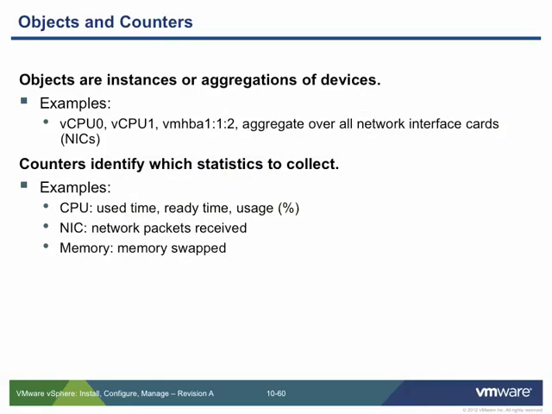The objects are actual things, actual components that you're measuring: CPUs, RAM, network interface cards. Again, you can do them individually, or you can select multiple to get an aggregate. Counters are the statistics of those objects. So if your object was a CPU, some example statistics could be used time, ready time, percent usage. If your object was a network interface card, it would be network packets received, or memory could be memory swapped.